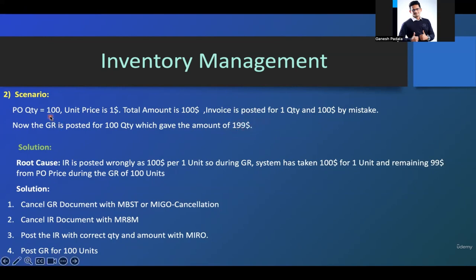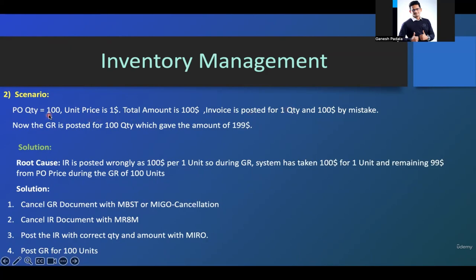What happens? PO was created for 100. Unit price is $1. Total amount is 100. But the invoice was posted for one quantity, meaning one quantity, $100 was posted. The moving average price was drastically increased because of one quantity at $100. As of now, we have only $1. If you have previous stock, even then the MAP will be impacted. If you don't have anything also, still one quantity.